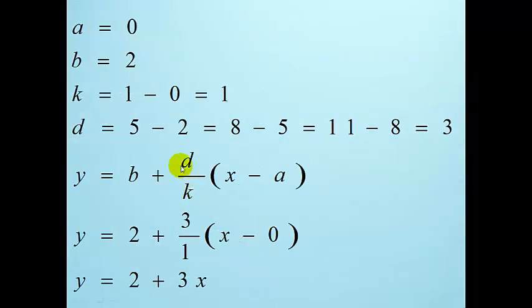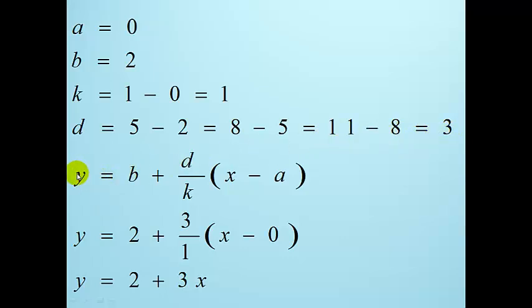Now, by substitution, a gives us 0, b gives us 2, and k is equal to 1 minus 0, that is 1. d is the common difference between the consecutive images, that is 5 minus 2, or 8 minus 5, or 11 minus 8, and the answer is 3.